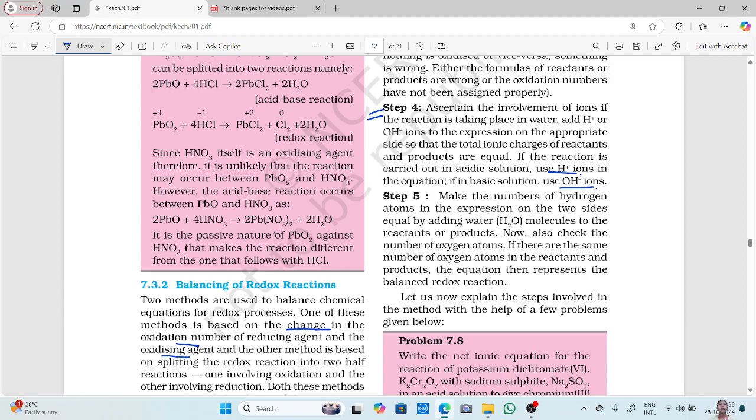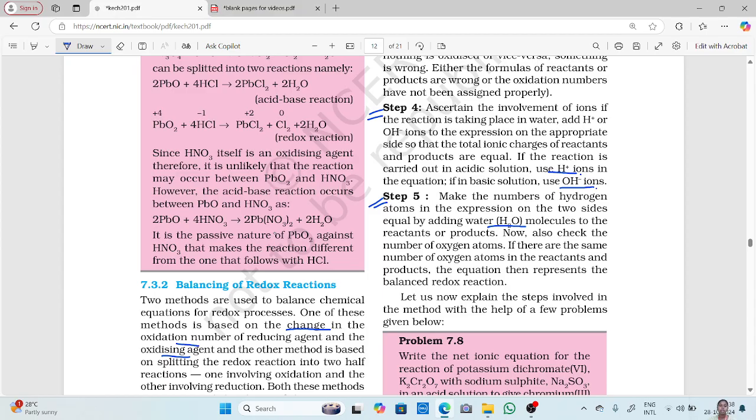Okay. Now, the next step is to make the number of hydrogen atoms in the expression on the two sides equal by adding water molecules to the reactant or product. If you have hydrogens present on the reactant side and you want to balance it on the product side, then you have to add an appropriate number of water molecules on both sides. And then you have to balance the number of hydrogens on the reactant or product side.